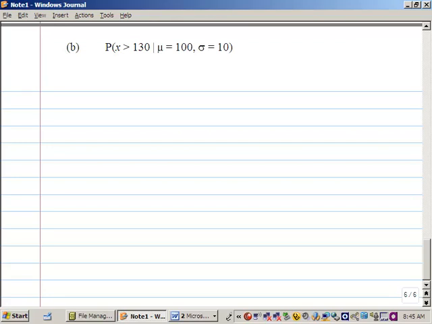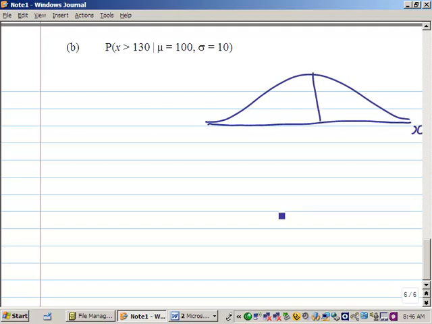Next one we're going to do here is the probability of x greater than 130, mean of 100, standard deviation of 10. Okay, we draw those diagrams. On this particular x distribution we have a mean of 100. We're looking for the probability of getting greater than 130, and just like the last example, it's the probability of getting in the upper tail.